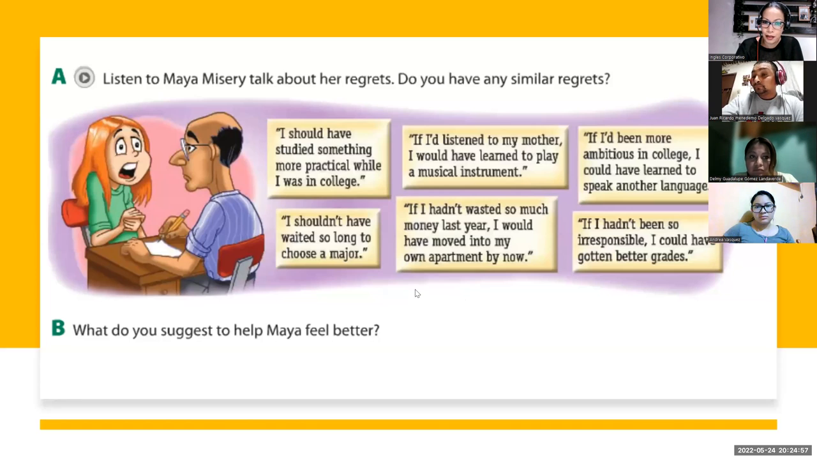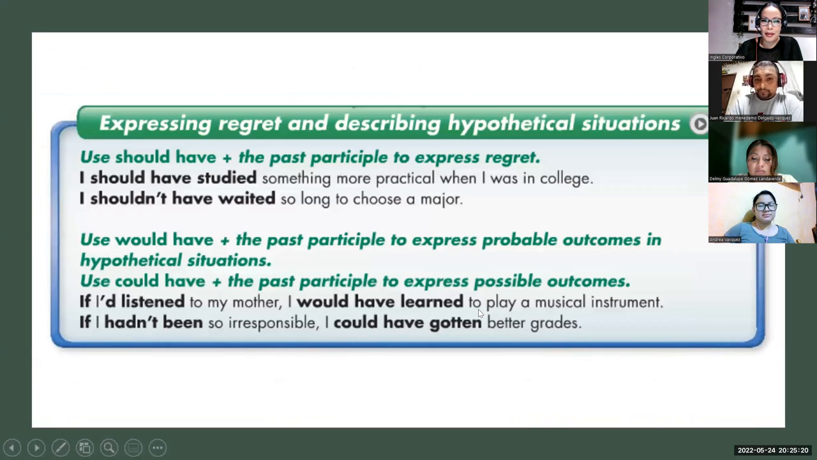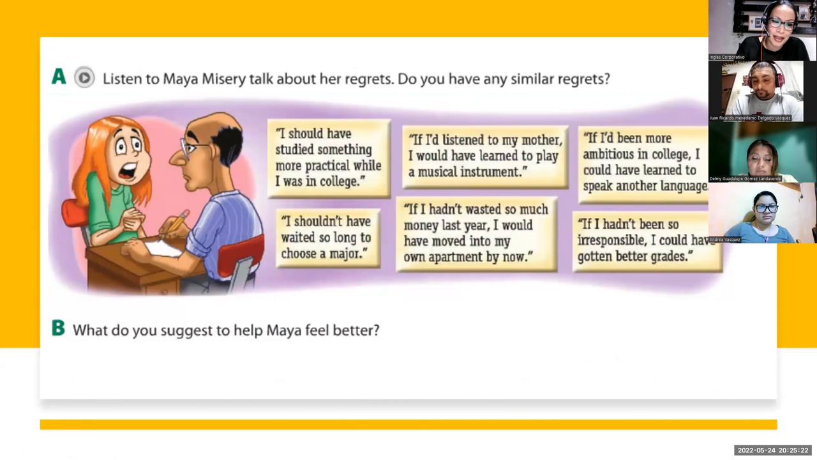So first we have this exercise, which we already heard the audio. And then we have a couple of more exercises. And here is the pronunciation. Aquí está la reducción que ellos hacen. I should have. Should have. Ven, aquí está como tachadito esto. Y vamos a llegar por ahí en unos momentitos. Vamos a ver la pronunciación también de eso.